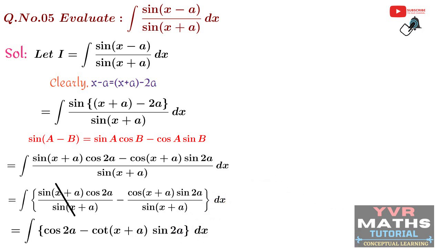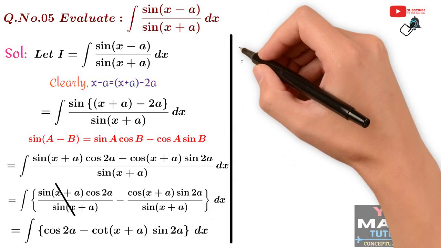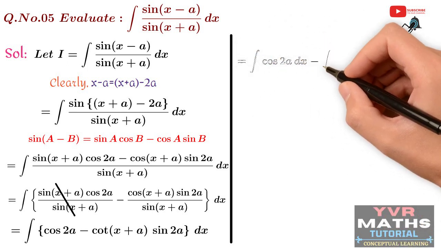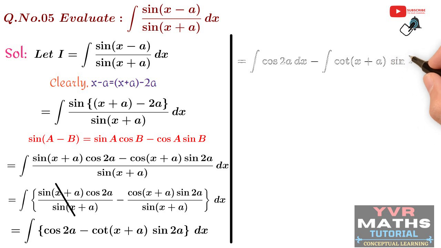Now I am going to apply individual integrals. Then the next step is integral cos 2a dx minus integral cot of x plus a into sin 2a dx. Here, in the first term and the second term, cos 2a and sin 2a are constants.